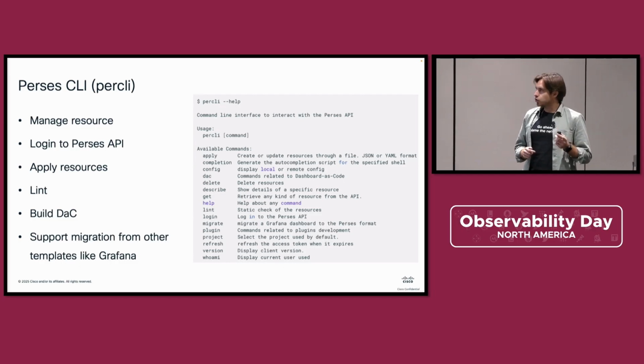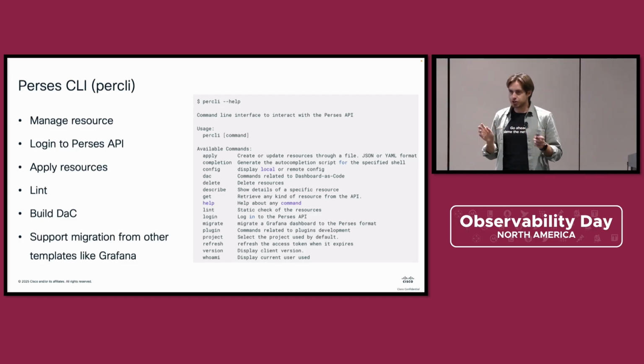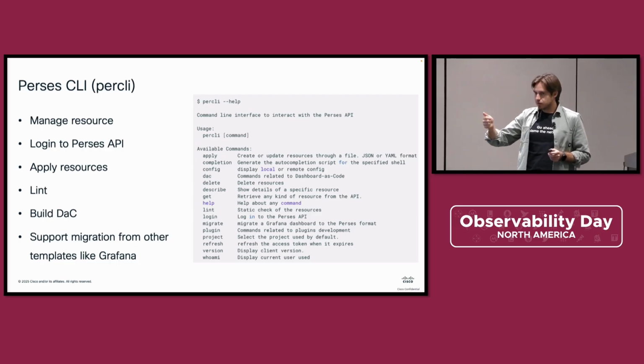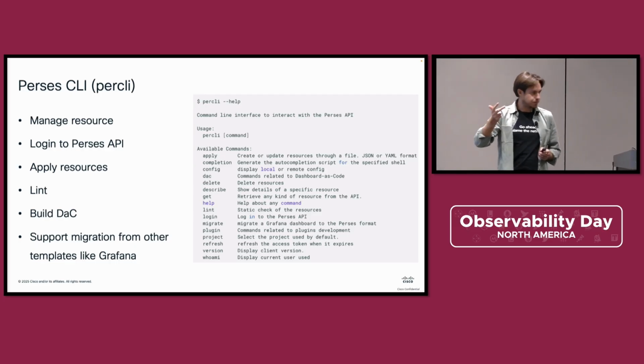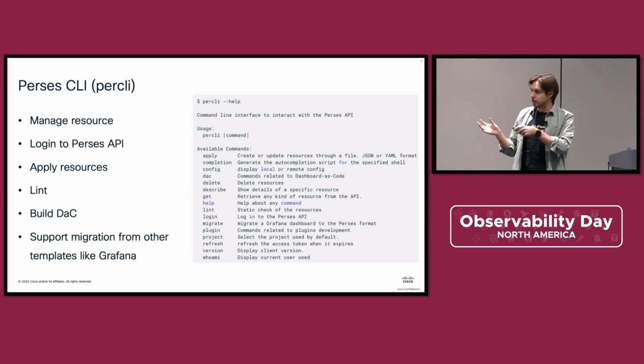We have another tool called percli. It's a command line tool that allows you to manage the resources. It connects to the REST API for Perses, so you need to log in to the Perses UI. And then you can apply resources, validate them, build the dashboard. So it's really powerful. They even have a migration for Grafana configuration into Perses dashboards.